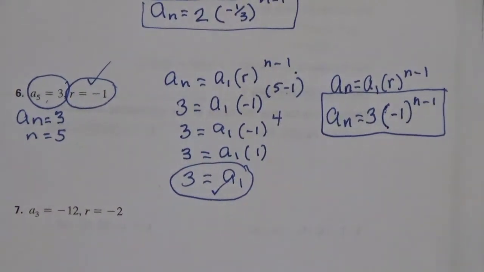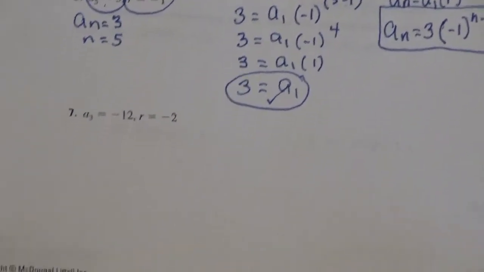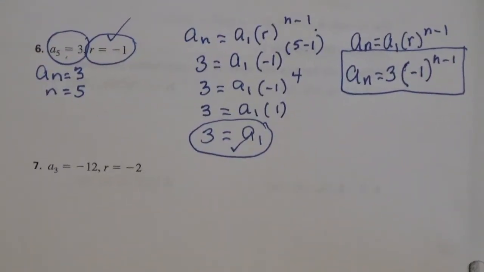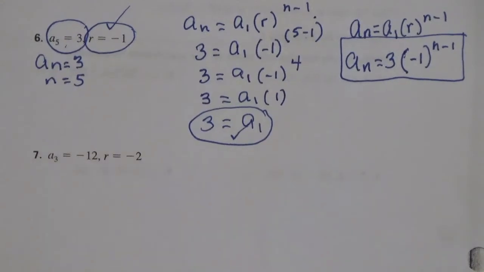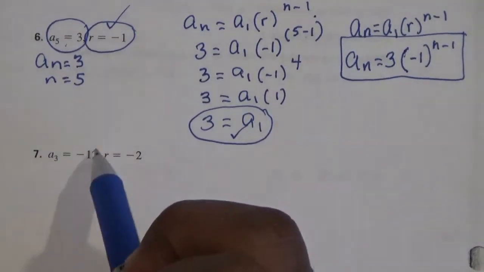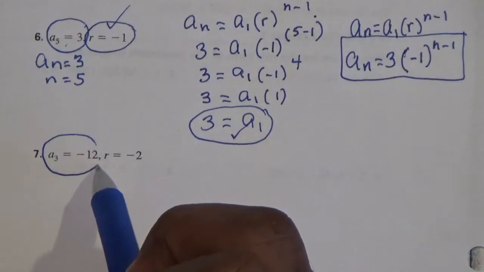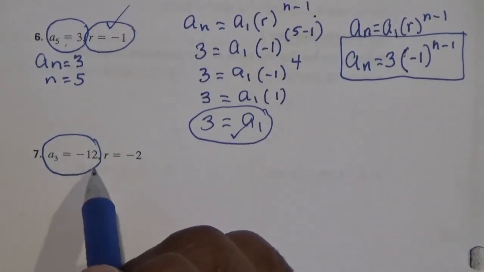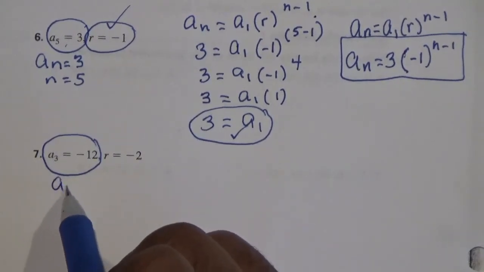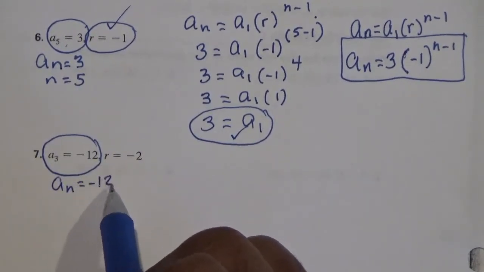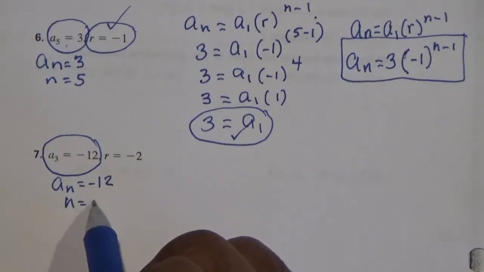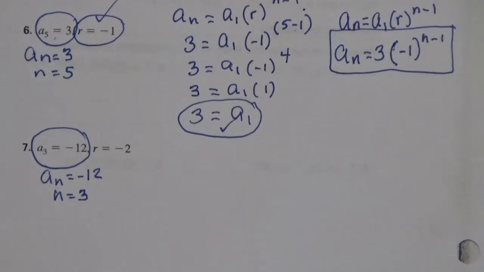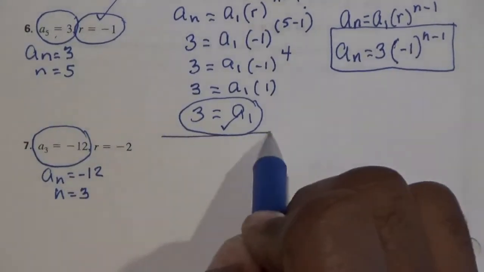Number 7 is very similar to number 6. We can keep number 6 there a little bit, and we can kind of use it. Circle this. What term is that? That's the third term, so it is equal to -12. So we say that A sub n is equal to -12 when n is equal to 3. And they give us R is equal to -2. So same type of problem.